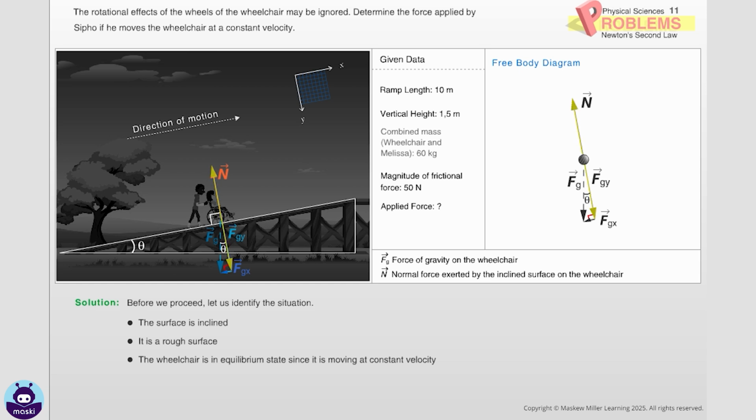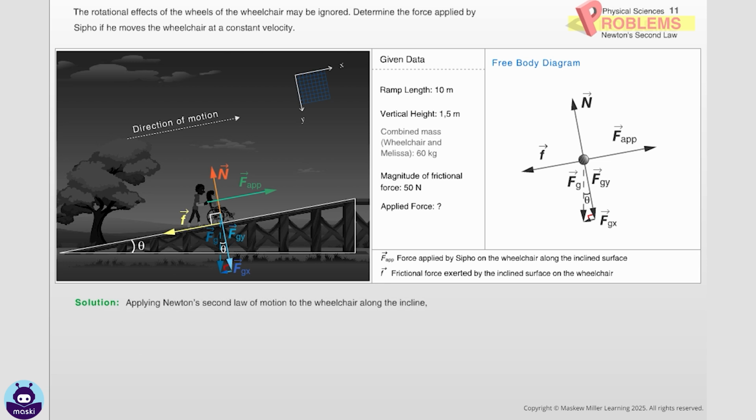The plane of motion is along the inclined surface, so the net force in a direction perpendicular to the inclined plane is 0. The component of Fg parallel to the incline, Fgx, will pull the wheelchair down. Therefore, there must be a force applied by Sipo in the opposite direction. A frictional force F opposes the motion of the wheelchair up the incline. That completes our free body diagram.